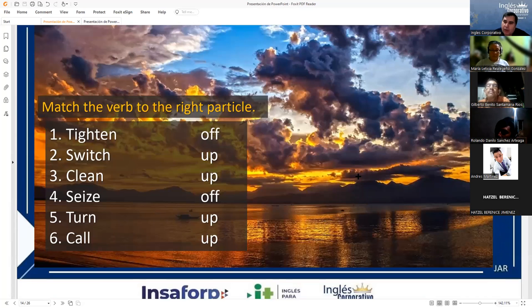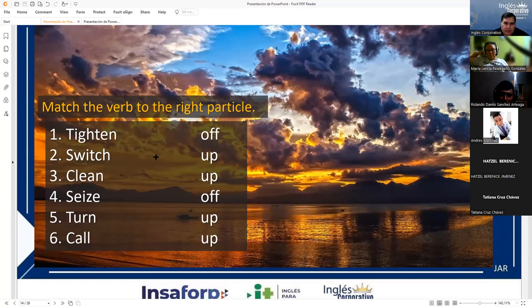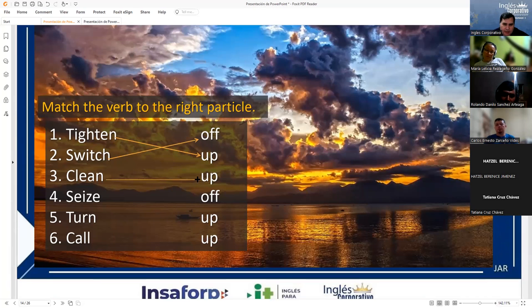Match the verb to the right particle. Tighten up. Switch off. Clean up. Seize up. Turn off.